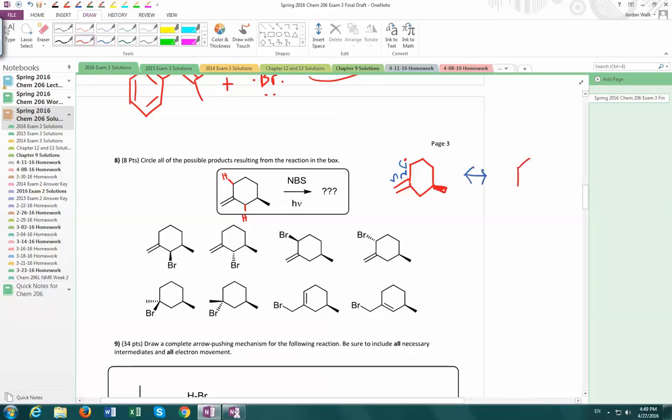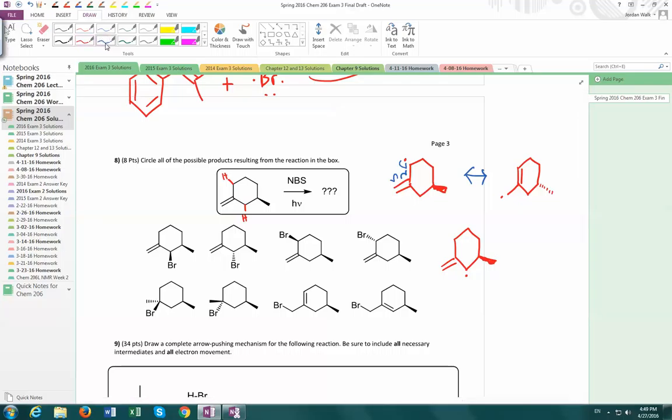To give this radical, and so specifically the allylic halogenations are where I said not to worry about major or minor products, and so that's why I just asked for what would be possible products to form from an allylic halogenation. So we'll also be able to form this radical, and so that's it.